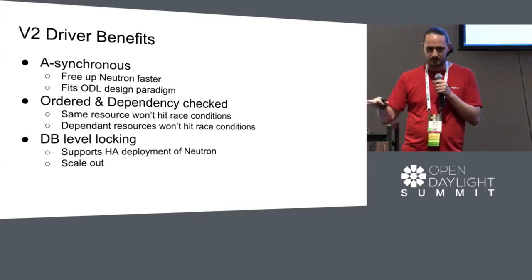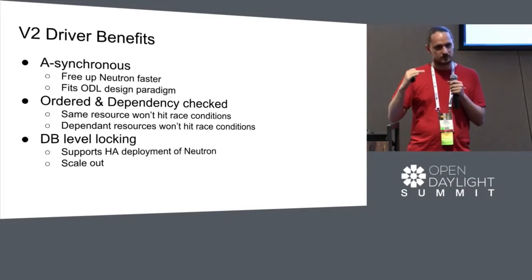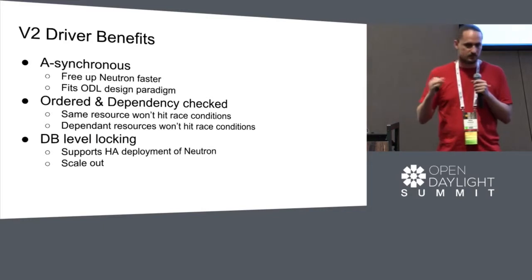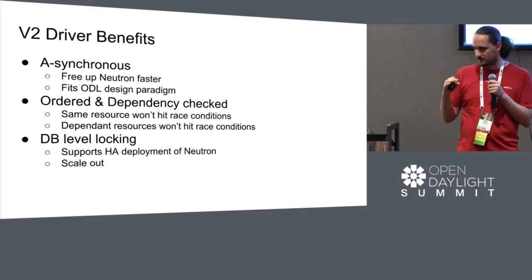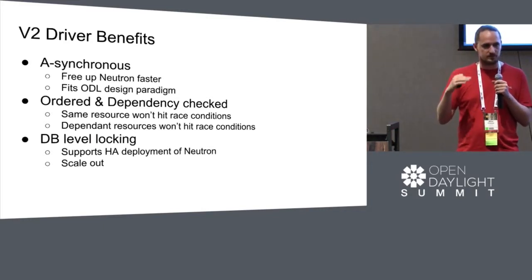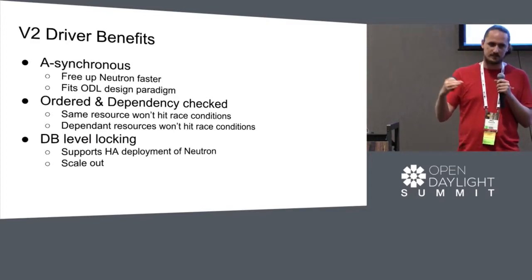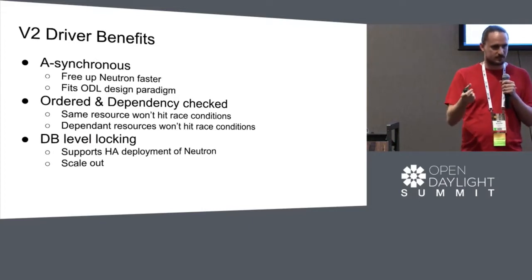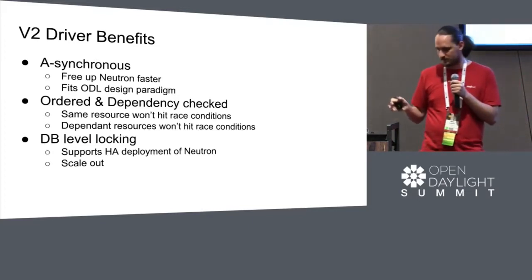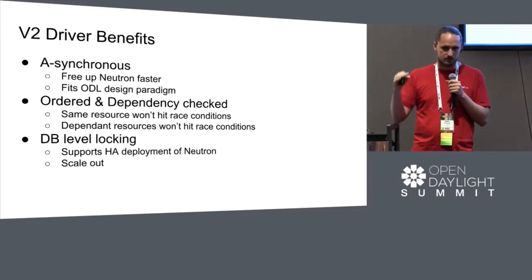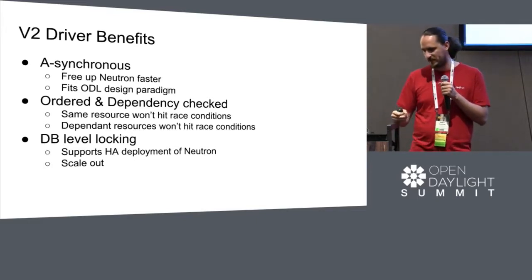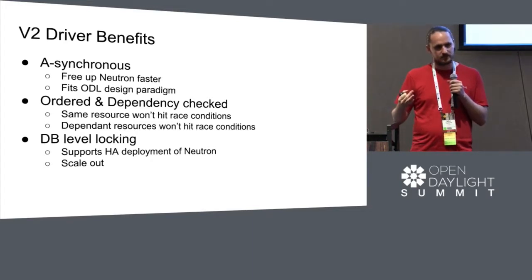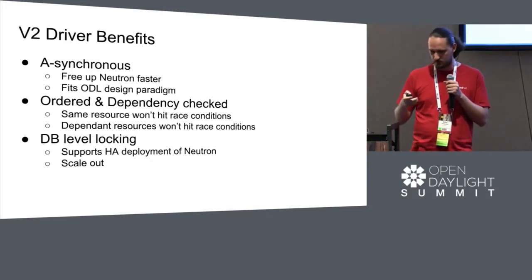So besides the asynchronicity, what we have is an ordered queue of requests. It solves a problem where the same resource could hit a race condition. If I update the same network twice, it could hit a race condition and perform the updates the other way around or something like that. That's solved by using a journal, like a queue. And we also have dependency validations that make sure dependent resources don't hit race conditions.